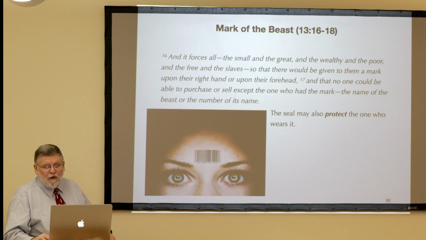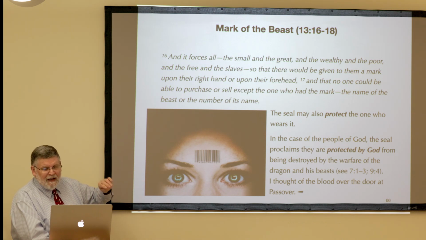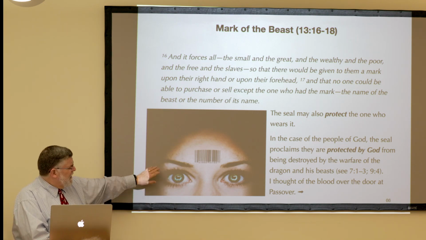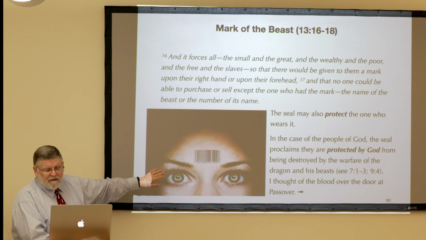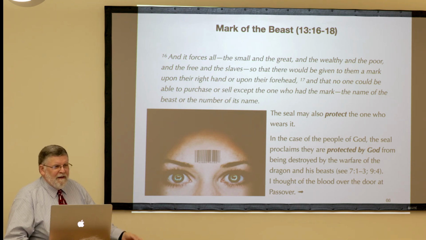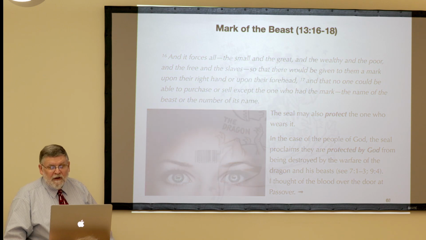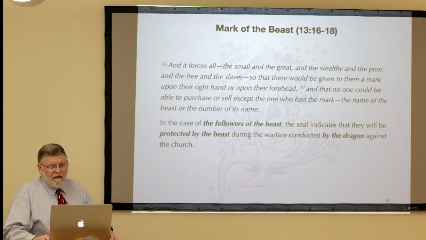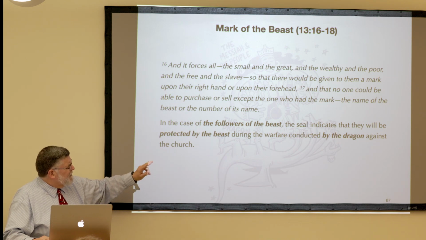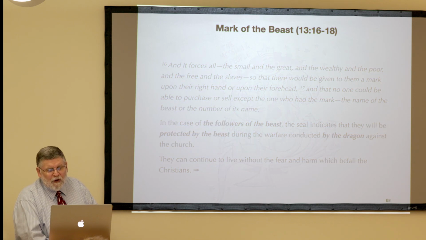It can also protect those who wear it. In the case of people of God, the seal that we have from God can protect us from being destroyed by the dragon and the beast. But this could protect these folks as well. When I was writing this out, I thought about the blood over the door of the Passover, right? What was the purpose of the blood over the door at Passover? So that God would pass over the house and not kill the children. So it really was a sign to show that you were protected by God. And so it talks about the followers of the beast being protected by the warfare that the dragon is doing. And they can live without fear of what could befall Christians.